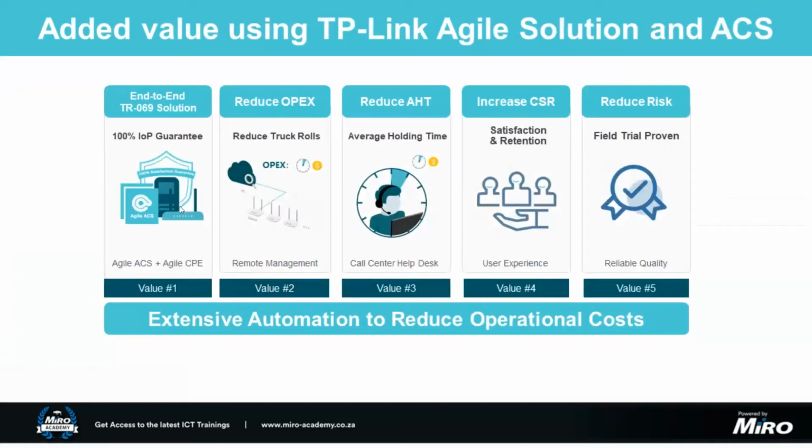So as I mentioned, it's a remote management solution. So a true TR-069 solution, which lets you bundle up your Agile ACS software solution with the Agile CPEs or Wi-Fi routers that you'd be using. So these work hand in hand together.